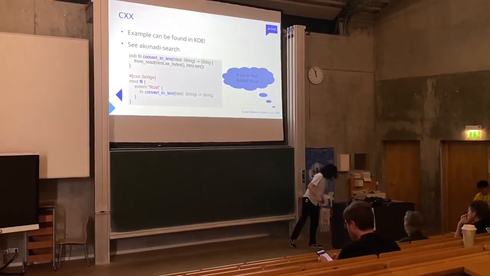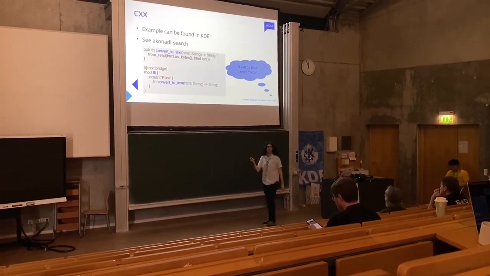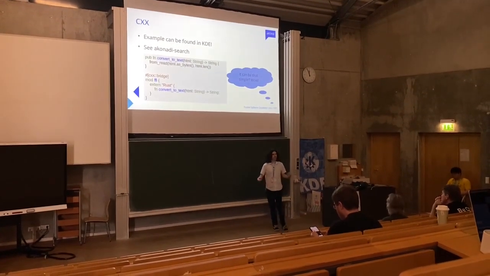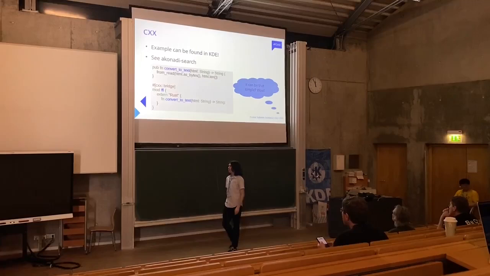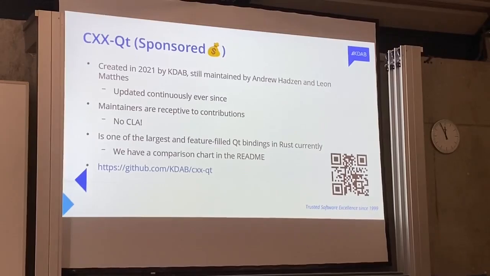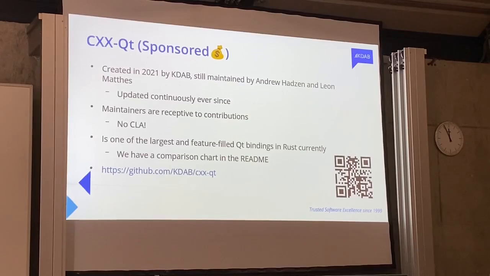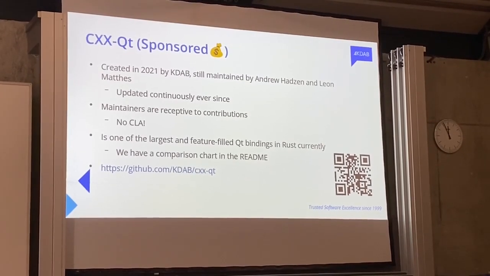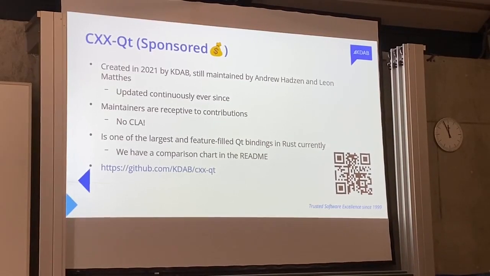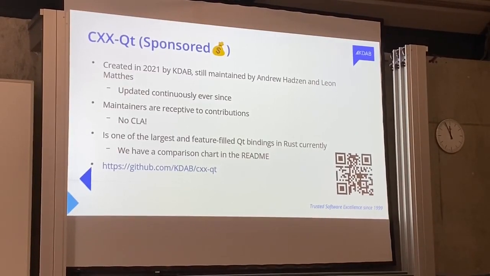And now I'm going to get into this logic portion of the talk. This is all really cool, but this has nothing to do with Qt, right? So if we want to build Rust applications in Rust, how do we do that? We use a tool called CXX-Qt. It's created by our company, KDAB. It was created in about 2021, and it's still being maintained today by Andrew and Leon, and it's been updated continually ever since. We think this is the future of Rust plus Qt. We aren't the first people to do it, but in my opinion, we are following the most feature-filled and complete solution for using Qt in Rust.